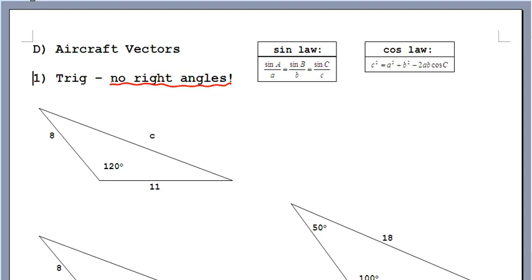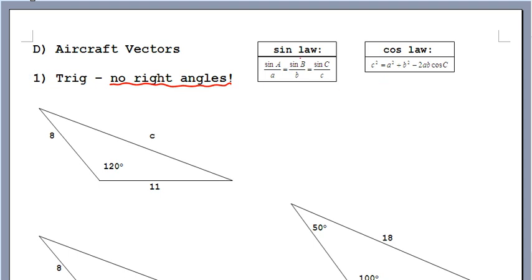We are looking at non-right angle triangles, as you can see from these examples on the page. So there's some different trigonometry we're going to need to use. There's something called the sine law and the cosine law. And these are both equations. They actually do work for right angle triangles, but they're required for non-right angle triangles. And I'll show you how they work.